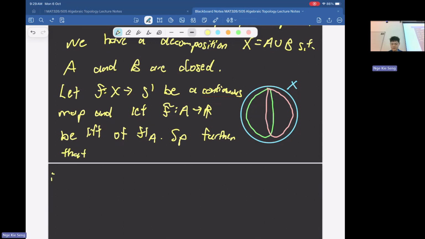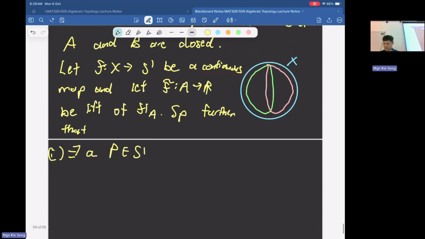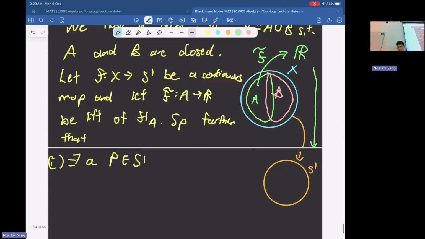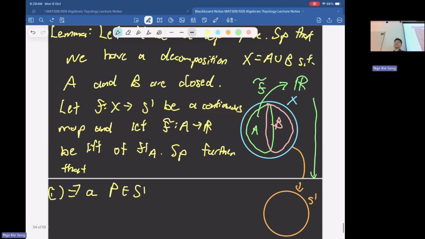Suppose that there exists a point P in X1. Okay, so let's draw X1 here. So there's a map here into X1. And then you know how to lift on the A part, so F tilde at the A part. So now you want to guess what we want to do here. We know how to lift the A part. It's not satisfying, right? We want to lift at every place. So you need to tell me how to lift on the B part.